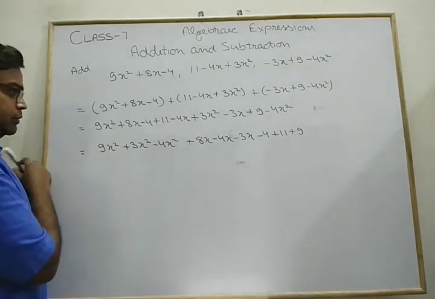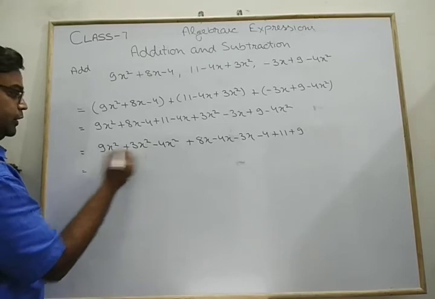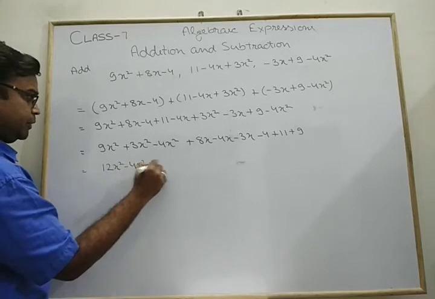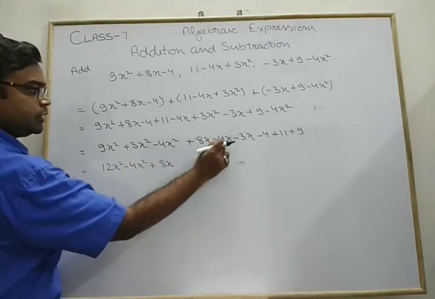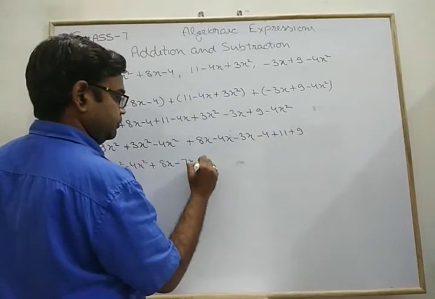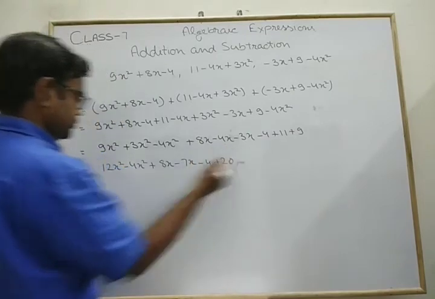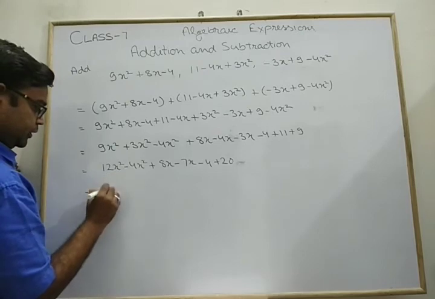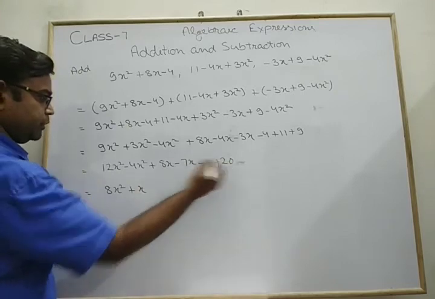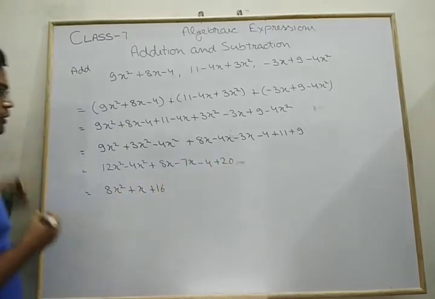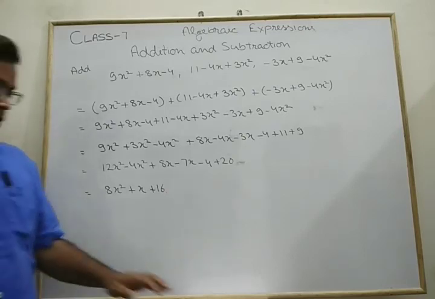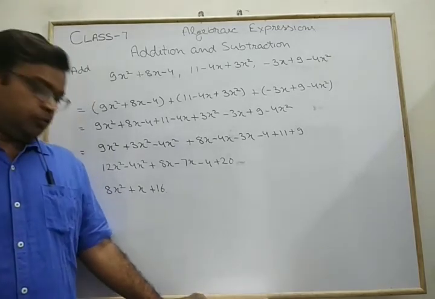Now simplify. Since these three are like terms, you can write 9 plus 3 is 12x square, minus 4x square, plus 8x minus 4x minus 3x, which is plus x. 11 plus 9 is 20, minus 4 plus 20 is plus 16. So 12 minus 4 is 8x square, plus x, plus 16. This is your solution. Likewise, you can solve all the sums given to you. I am going to solve only one question today and then it's your work.